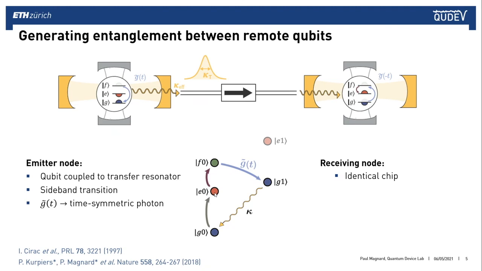And we try to give it a time-reversal symmetric envelope, and then it propagates to the receiving node. And at the receiving node, we apply the time-reversed control sequence, g tilde of minus t, which implements the time reversal of the emission process. And this corresponds to an absorption with high fidelity.